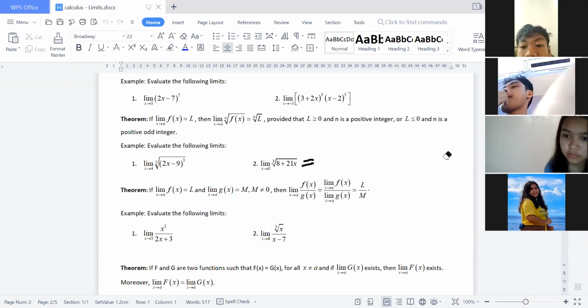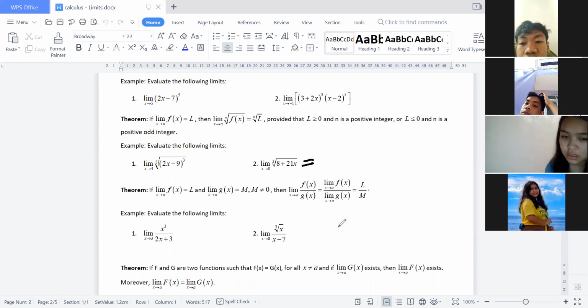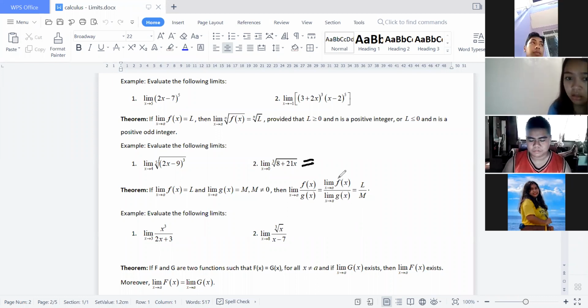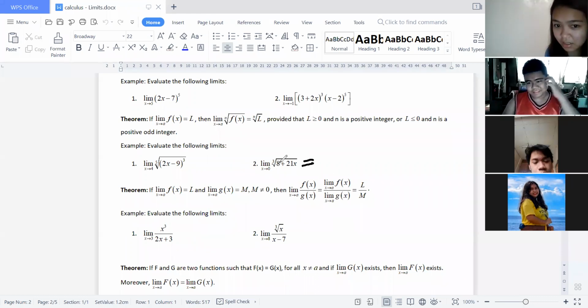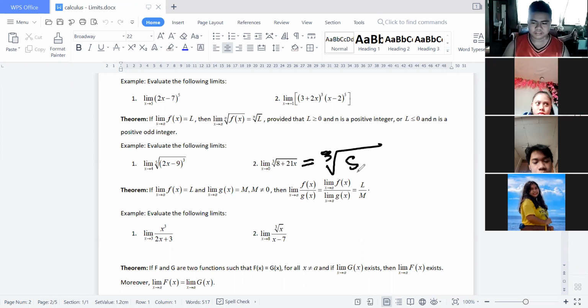Cube root of 8. What is the answer of the function inside? Limit of the function inside. 8, sir. Why 8? Because 21 times 0 equals 0, sir. Correct. Very good.